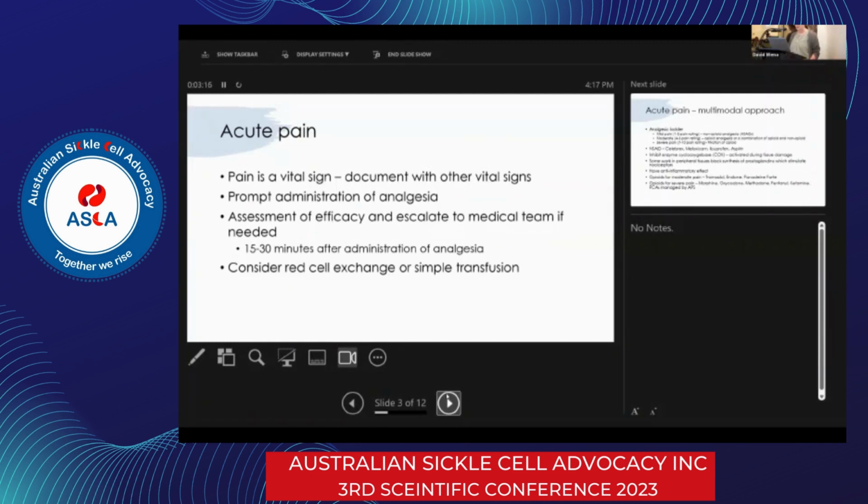Unfortunately, it doesn't always go down well, and sometimes people take notice of it, and other times it's not well utilised. So I do like my patients to contact me if they're coming into ED, so I can help push things along a little bit as well.